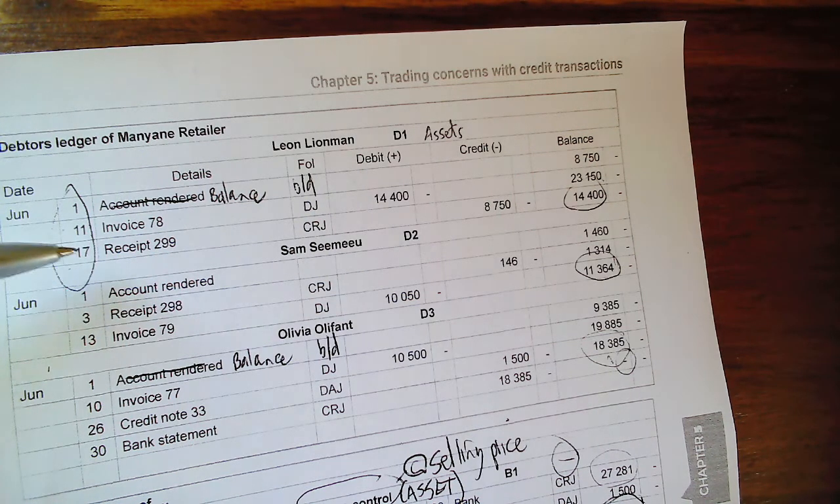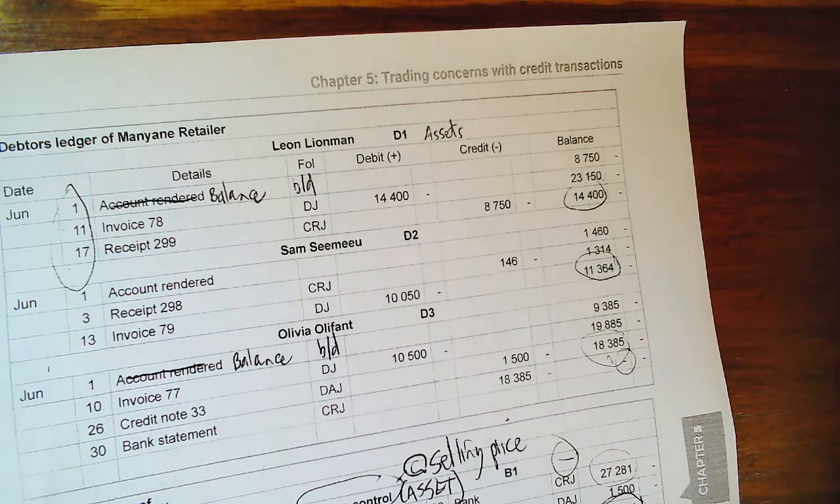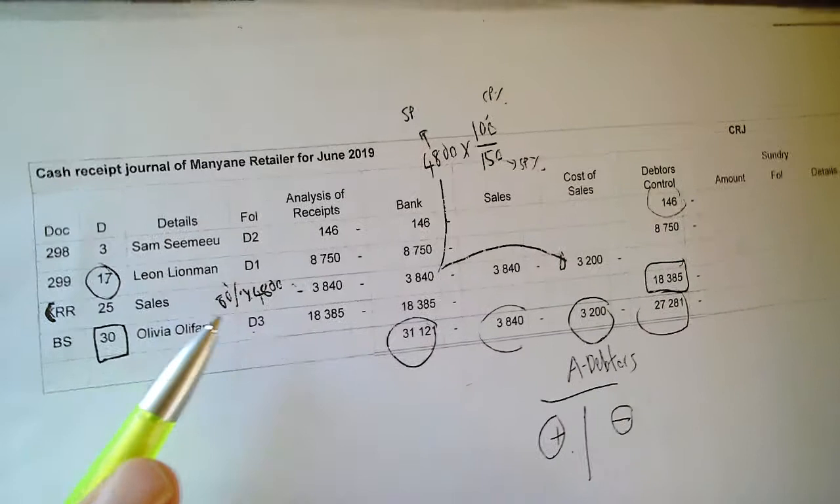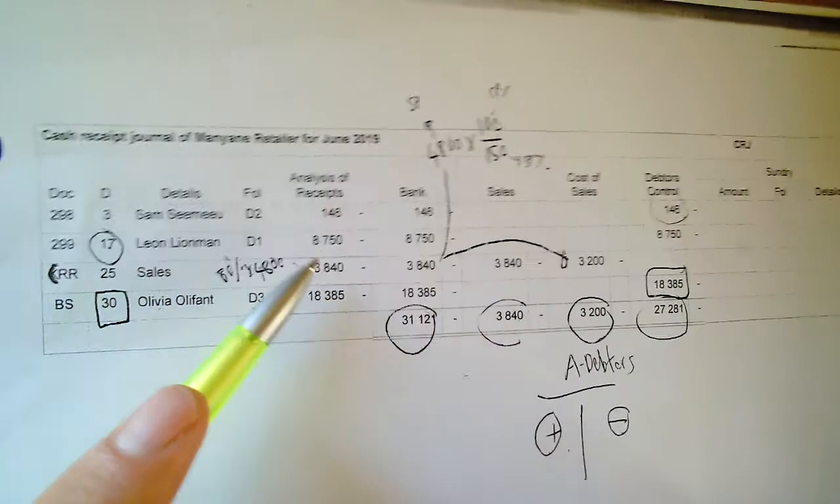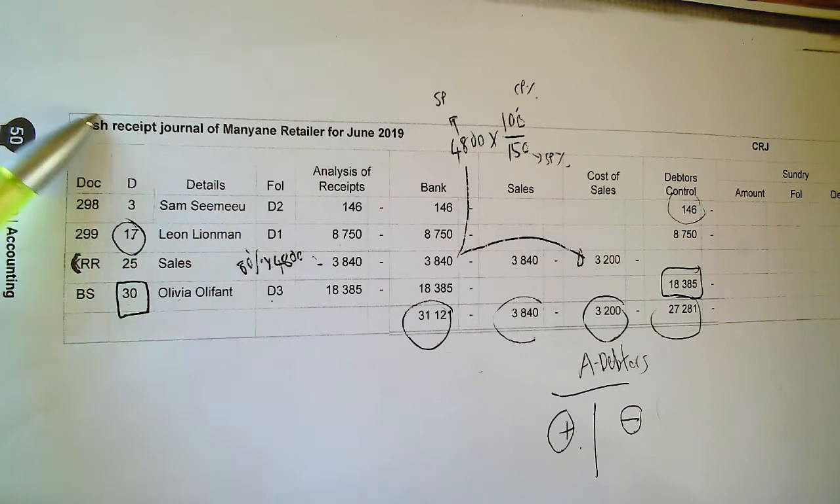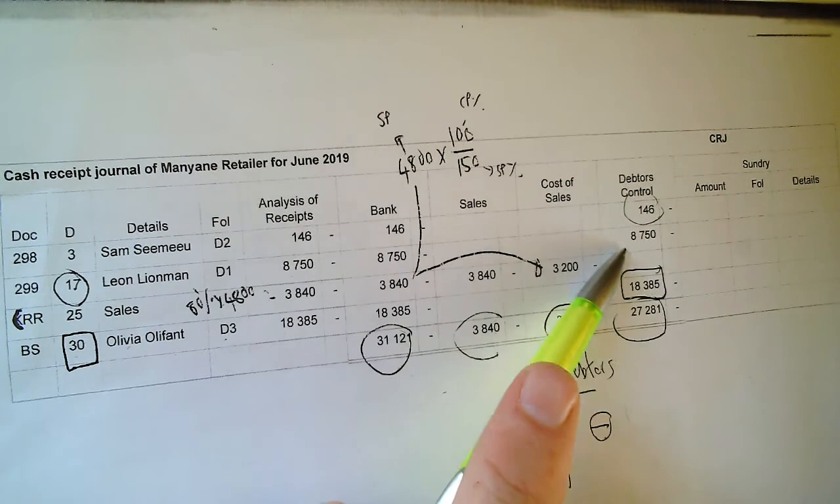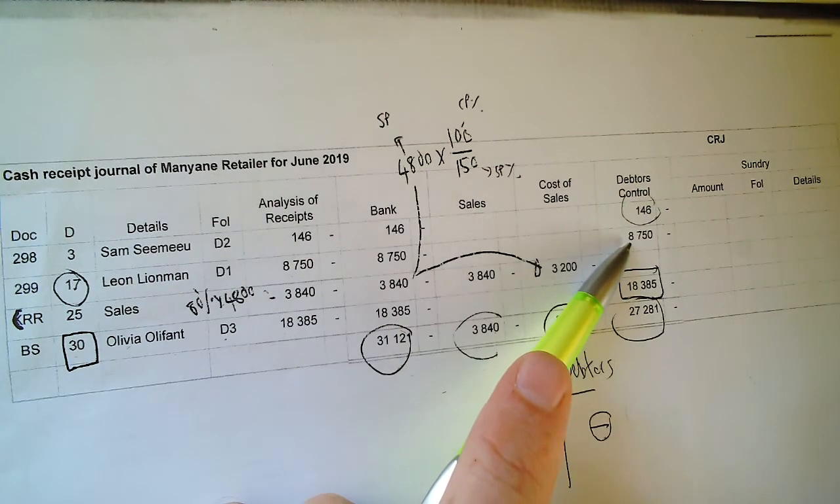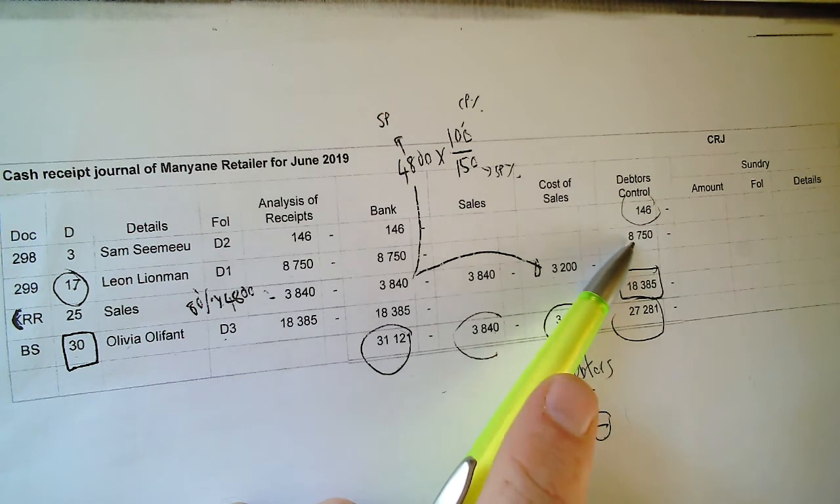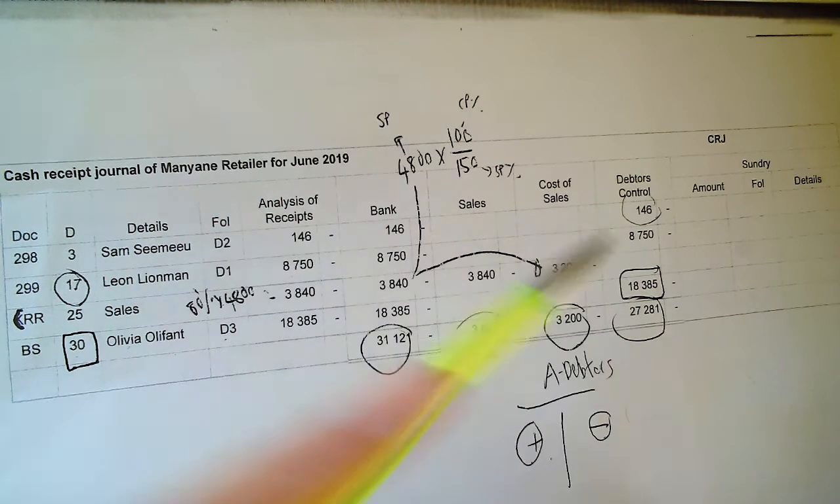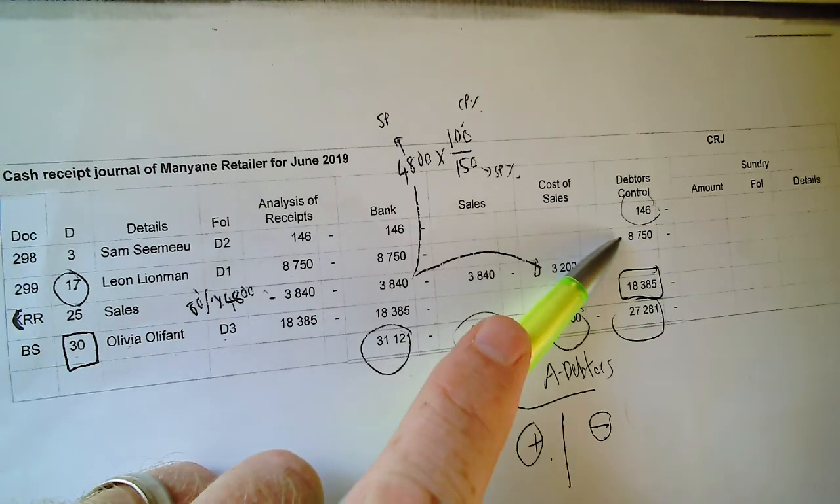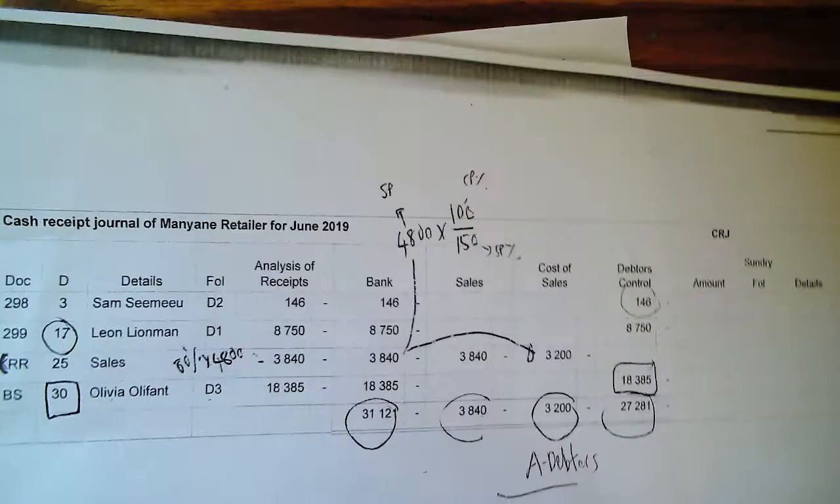The next thing that we need to look at is the 17th, where I see Leon Lionman's name, and 8750. In the CRJ he is paying back his account, so the account must become less by 8750. Remember, we're doing the debtors ledger, so I'm going to take the 8750 in the debtors control account in the CRJ, which shows it's a debtor that is paying.